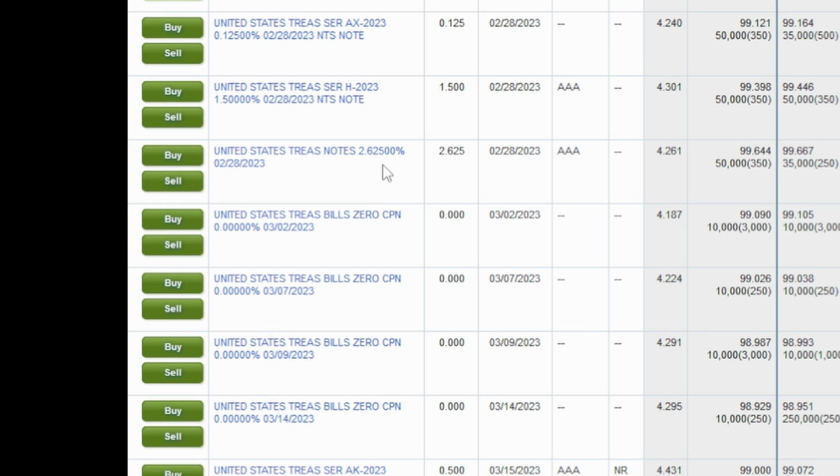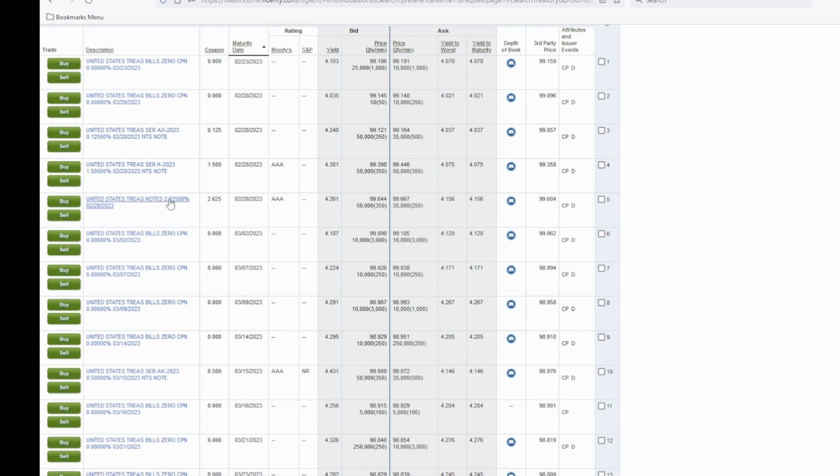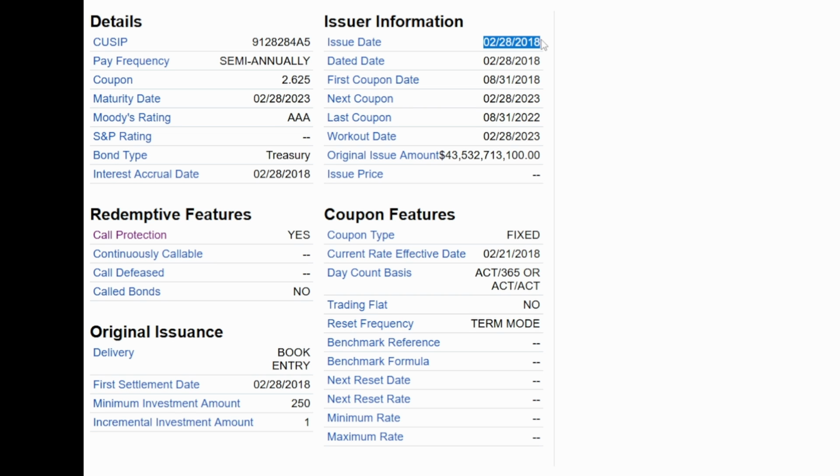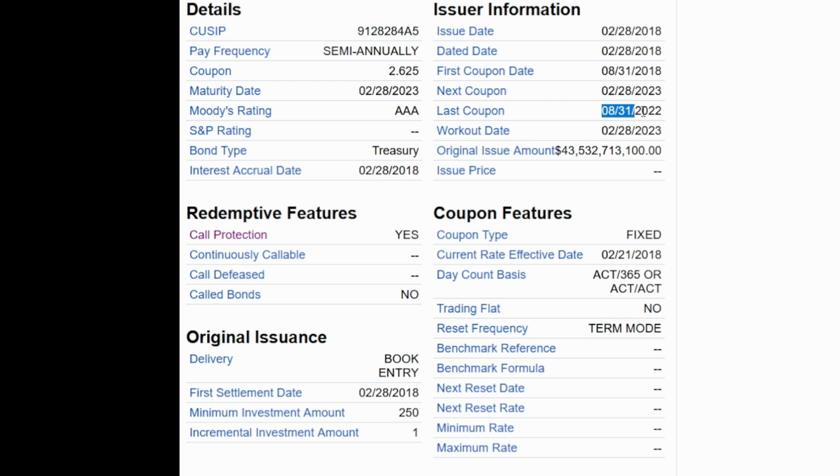Well, here's the thing. These notes act like Treasury bills if they only have a few months left in them, right? This one matures on February 28th. Let's take a look at it. So the issue date on this is February 28th, 2018. So this is a 5-year note that just happens to be maturing in February of 2023. And so you can buy it right now and it will act like an approximately 3-month treasury. And so even though it says this coupon is 2.625%, that was back in 2018.